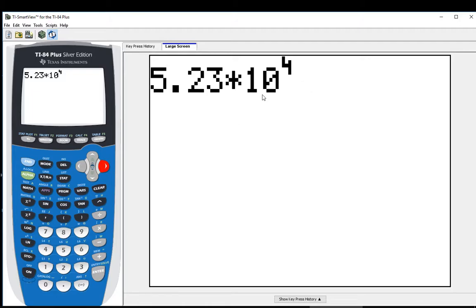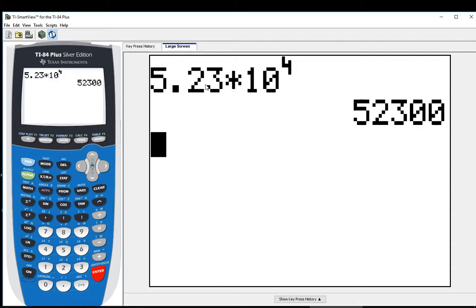And the second part is it's times a base of 10. So we've got 10 to the fourth here. The only rule here is that the base is always going to be 10, and the exponent has to be an integer, which means it can be a negative whole number, it can be 0, or it can be a positive whole number. So that is the requirements of any number expressed in scientific notation, the two parts. So let's go ahead and just hit enter right now.